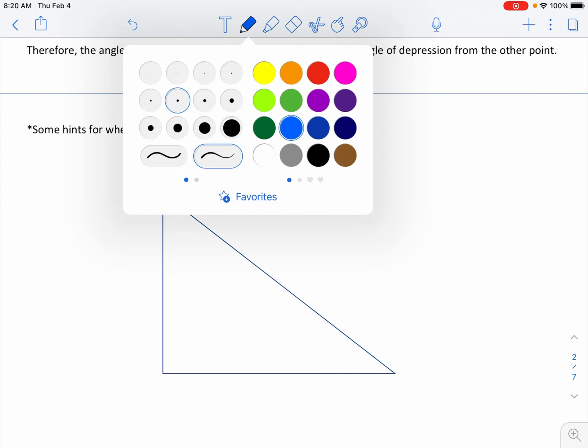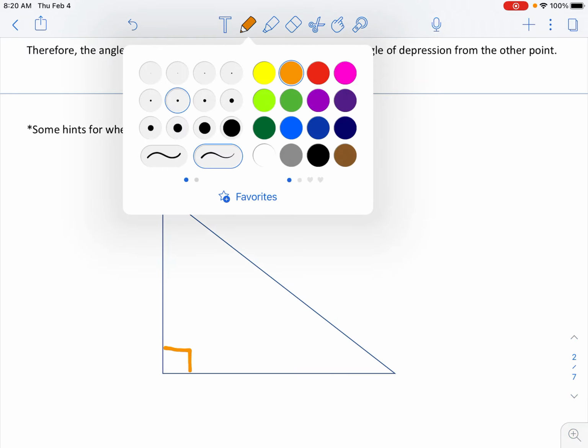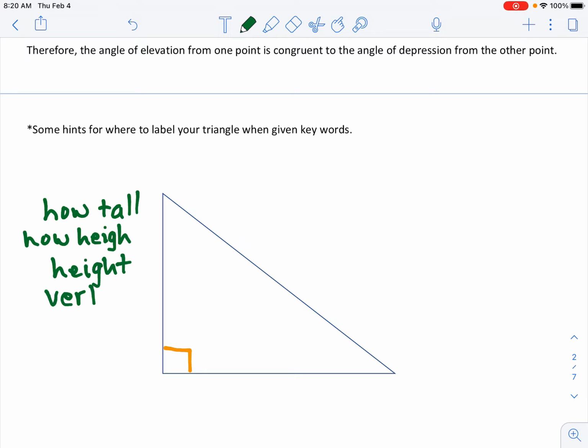Before we get into some word problems, let's look at some key words and where we would label our picture based on key terms in the question. If the question tells us how tall, that would go on the vertical part. If it says how high, that would go on the vertical part. If the question said height, or vertical, we would label it on the vertical part. If it said altitude, we would label it on the vertical side of our triangle. And if it said above ground.